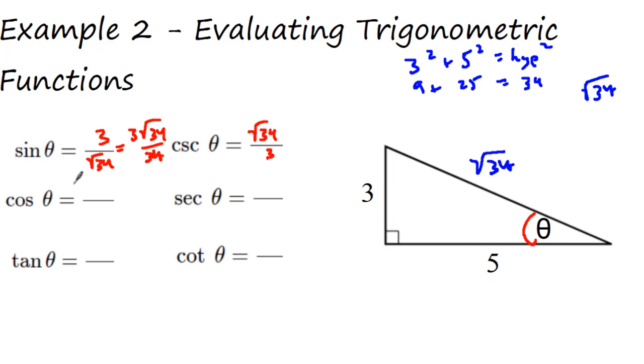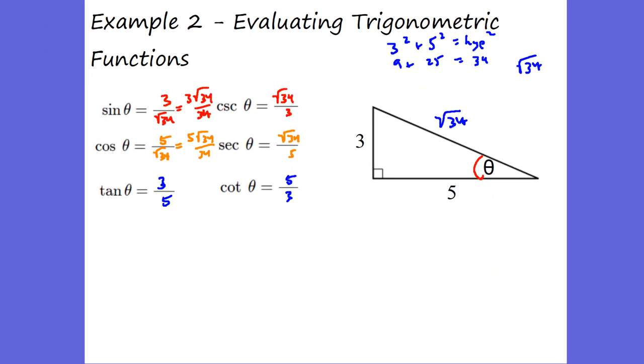Cosine is going to be adjacent, which is 5 over root 34. I have to rationalize this, so I have 5 root 34 over 34. But I wrote this first one down because I can easily do the reciprocal with this. I don't have to do any more work with it. And then what do we know about the tangent of theta? Tangent is opposite over adjacent, that's 3 over 5, or sine over cosine, which means cotangent is going to be cosine over sine, or 5 over 3. And that is evaluating your trig functions.